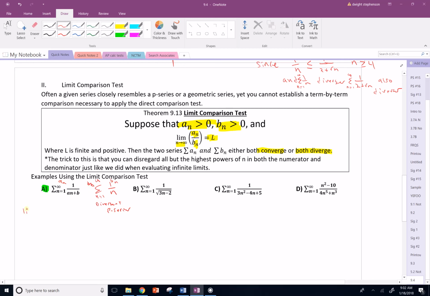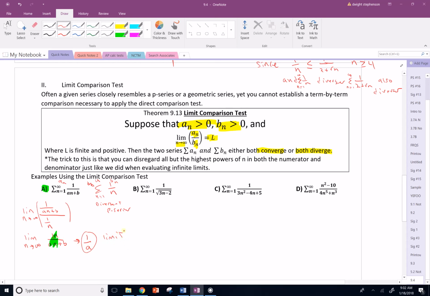So we're going to do the limit as n goes to infinity of 1 over (an plus b) divided by 1 over n. And then let's clean this up. Instead of dividing by 1 over n, we're going to multiply by n over 1, and we get n over (an plus b), where we can use an n behavior model. Those two will grow at the same rate, so this is going to go to 1 over a. So the limit exists.